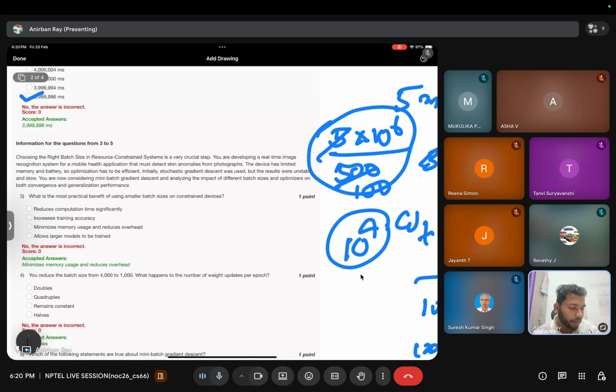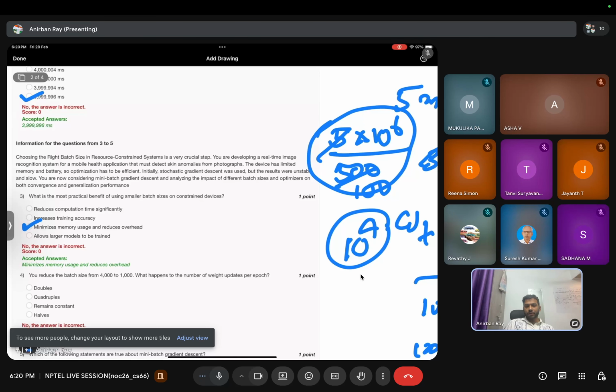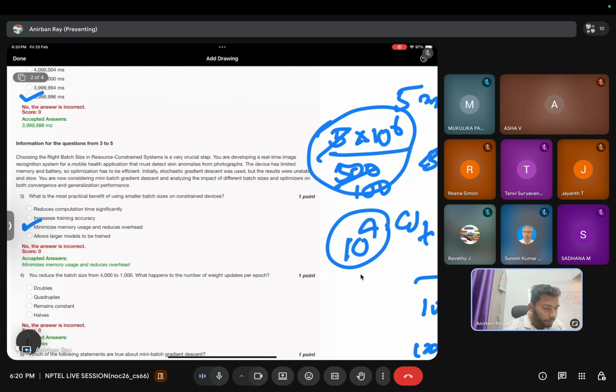Okay, so it minimizes memory usage and reduces overhead. You can understand why: because the smaller device has smaller memory, the batch size needs to be smaller as well. Okay, you reduce the batch size from 4000 to 1000. What happens to the number of weight updates per epoch? So how many weight updates are actually required?